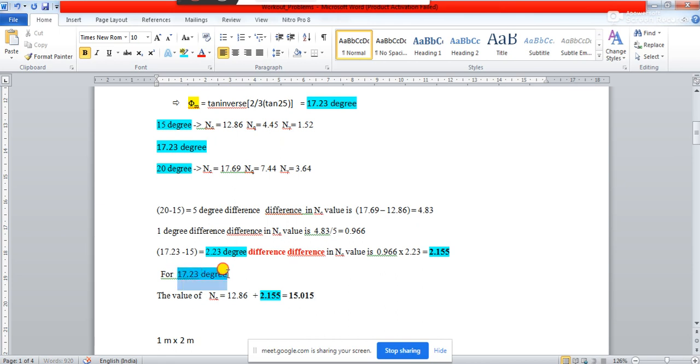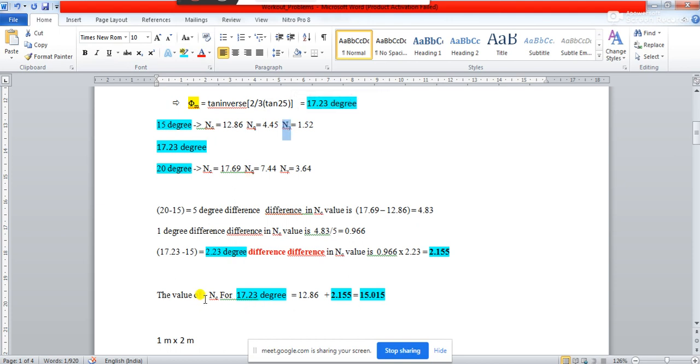For this 17.23 degree, the value of NC is going to be this one. Is it clear? This way you will have to find out the value of NQ, and you will have to find out the value of N gamma.